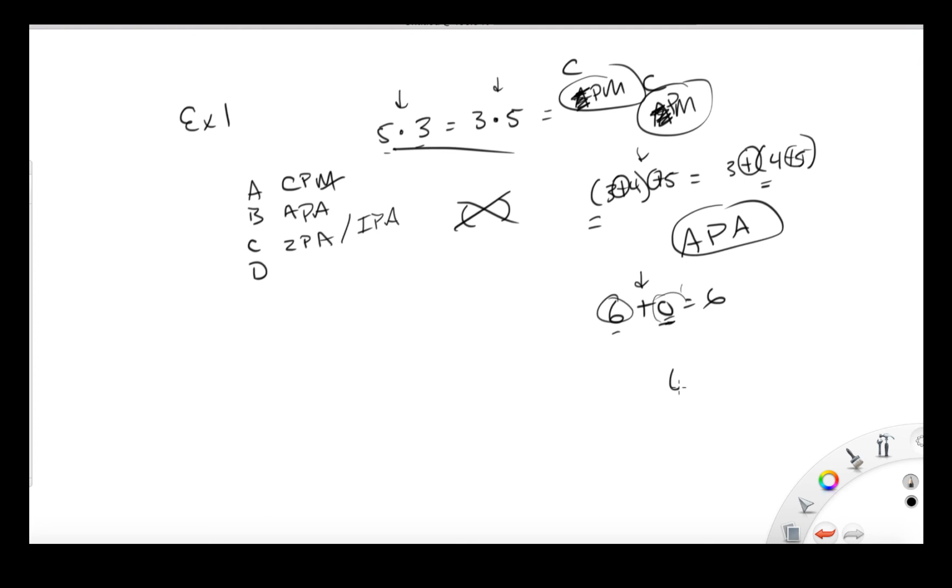Last one, D: 6 times 0 equals 0. Well, we know that it's multiplication, and we're multiplying against 0, so we're going to call that property for zero multiplication, PZM. All right. So for example 1, that is your answer. And all of the other examples are very, very similar to that.